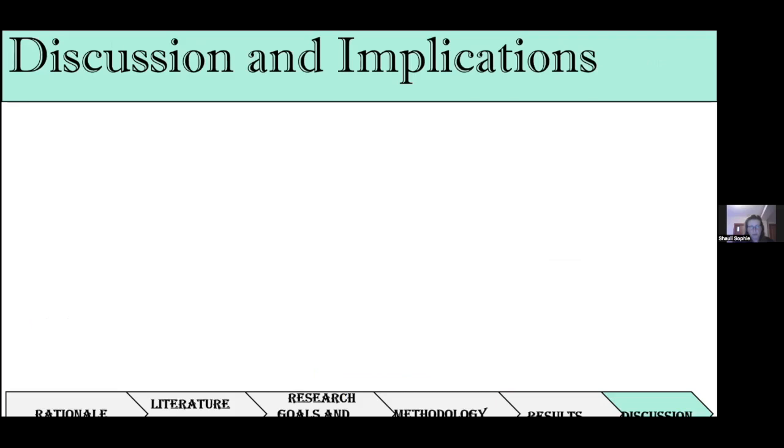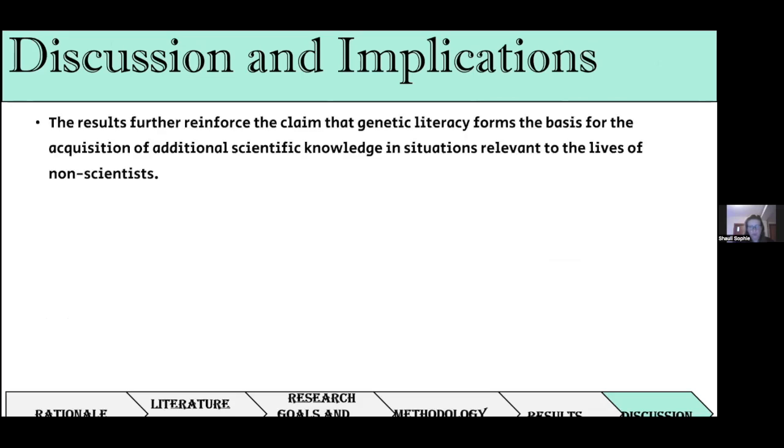So to sum up, we found that general education correlated with general scientific knowledge and genetic knowledge, while formal scientific education is correlated with genetic literacy and knowledge related to the genetics of deafness. These results further reinforce the claim that genetic literacy forms the basis for the acquisition of additional scientific knowledge in situations relevant to the lives of non-scientists.